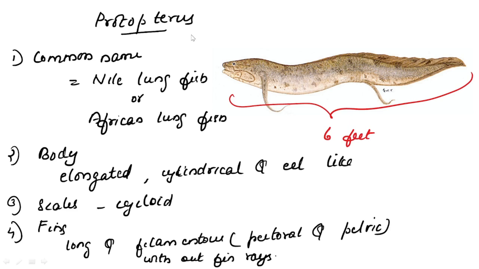Example of this order Dipnoi is Protopterus. Protopterus, common name, Nile lungfish or African lungfish. It can grow up to 6 feet. Body is elongated. Here we can see that the dorsal fin and the ventral fin are continuous with the caudal fin. Body is elongated, cylindrical and eel-like. Eel means this type of shaped fishes. Scales are cycloid scales. Fins are long, filamentous and without fin rays. Fin rays means the strong support that is present in the fins.